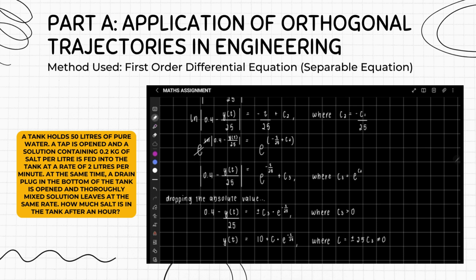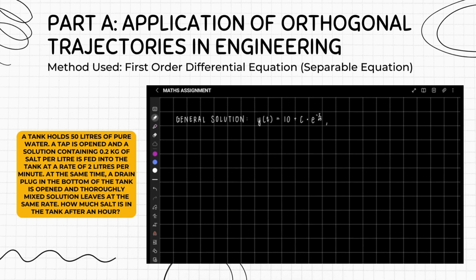Then we get y equals 10 plus c times e to the power of negative t over 25, where c equals plus minus 25 c3, and the value cannot be 0. So we get the general solution, which is y equals 10 plus c times e to the power of negative t over 25.